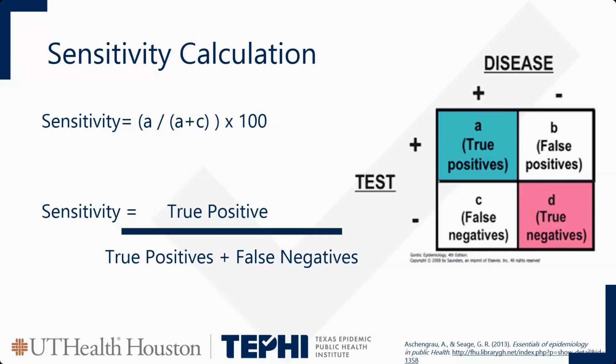And lastly, box D is the number of individuals who don't have the disease and also tested negative, which are the true negatives. So sensitivity is calculated by having all the true positives divided by the true positives plus the false negatives.